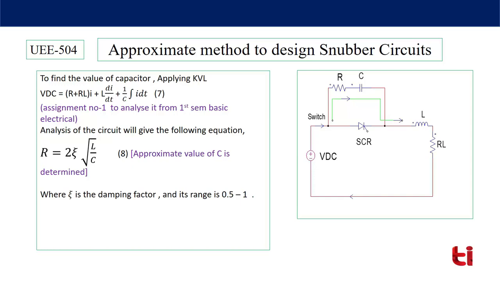Now once chi you have selected based on your particular application, and from equation number 4 and 6 you know the value of L and R, so from equation number 8 you can find the value of C, and this value of C will again be an approximate value of C, because in equation number 4 and 6 we have not considered the capacitor, but here we are considering the capacitor. So the effect of the capacitor on resistance and inductance is missing. So we have to rectify our values.